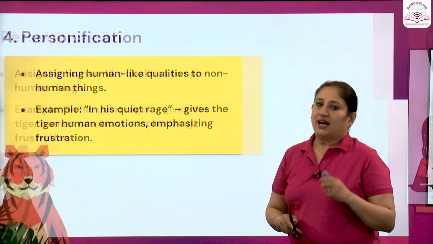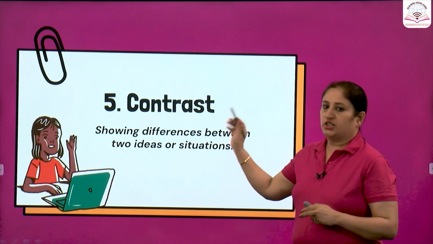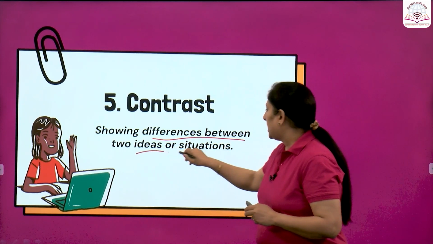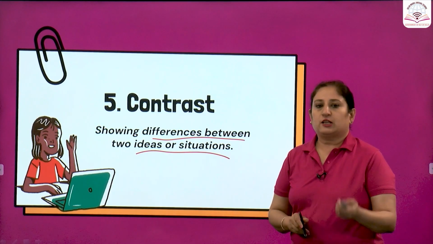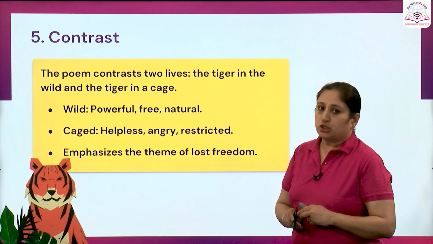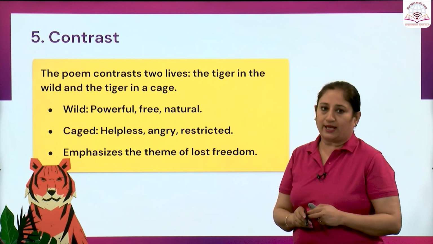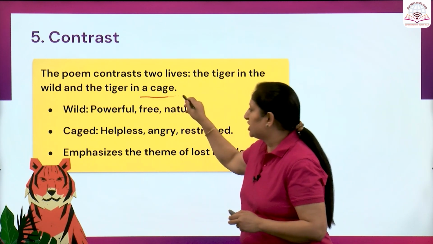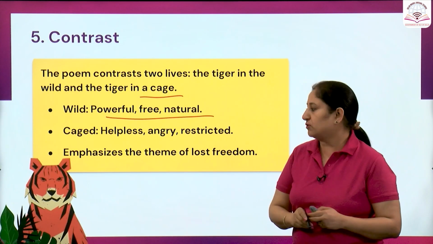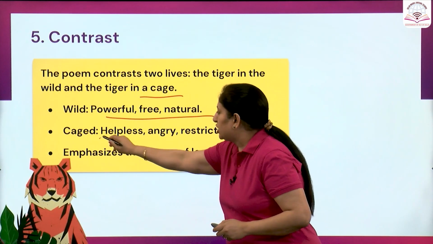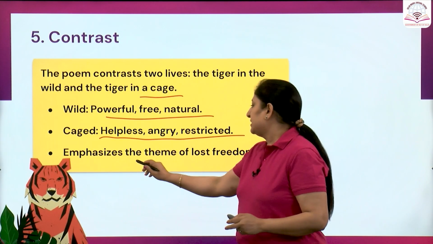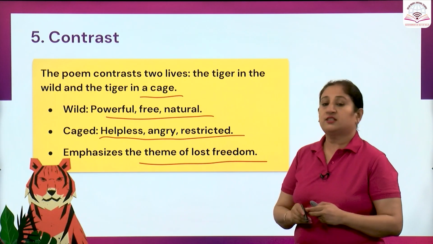Now it's time for another poetic device, and that is contrast. It shows differences between two ideas or situations. How is it used in the poem? Let's find out. The poem contrasts two lives, the tiger in the wild and the tiger in a cage. When it is in the wild, it is powerful, free and natural, whereas when it is caged, it is shown helpless, angry and restricted. So it emphasizes the theme of lost freedom.